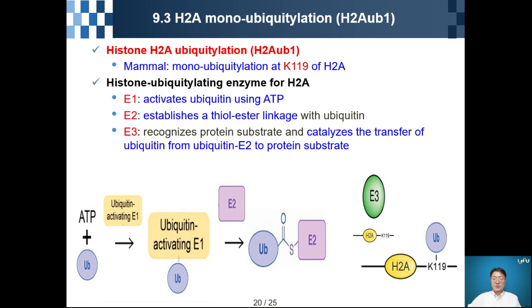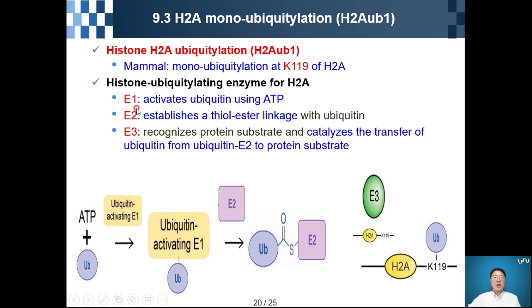In this slide, I will explain the final subject, H2A monoubiquitylation. We call it H2A-UB1. In mammals, monoubiquitylation happens at the K119 location of H2A. So this is the H2A structure, where lysine 119 residue can be ubiquitylated.